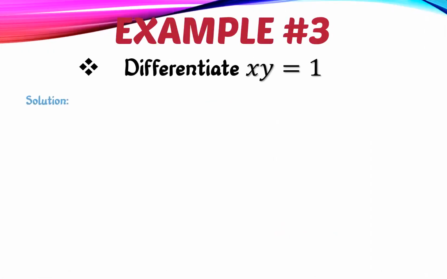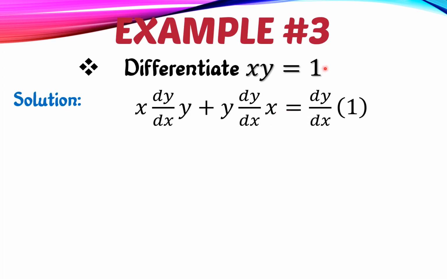Okay, let's have another one. Differentiate x times y is equal to 1. Okay, for this one, we have here a product. So if we're going to get the derivative of this, we will apply the product rule. Can you still remember? The product rule states that the first factor times the derivative of the second factor plus the second factor times the derivative of the first factor. So applying that one, we will have this one, and then we get the derivative of 1. So first times derivative of second plus second times derivative of first. And then we get the answer.